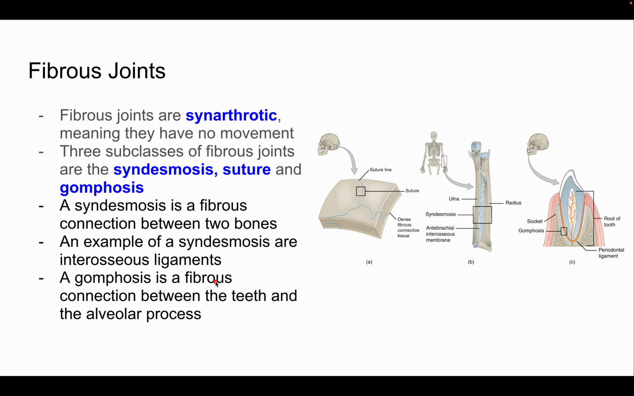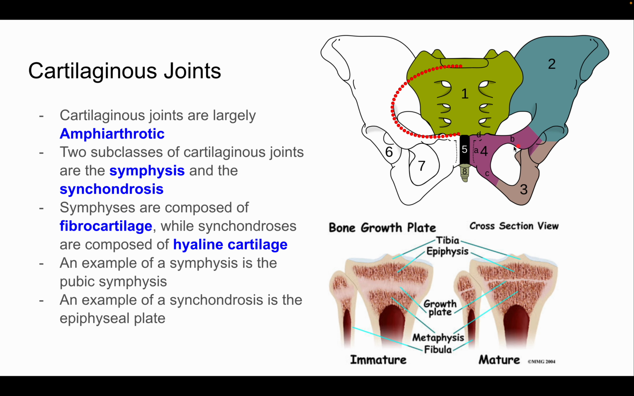Now, a gomphosis is a fibrous connection between the teeth and the alveolar process. It's unique to teeth. And the ligament that would connect the teeth to the alveolar socket would be called the periodontal ligament. Okay, so fibrous joints: fibrous connective tissue, lots of collagen.